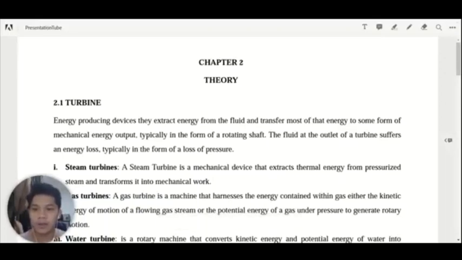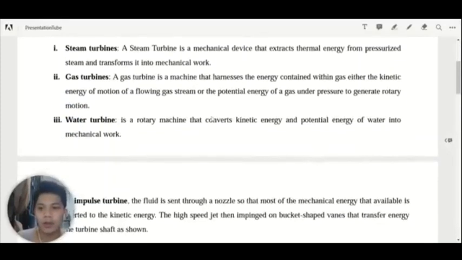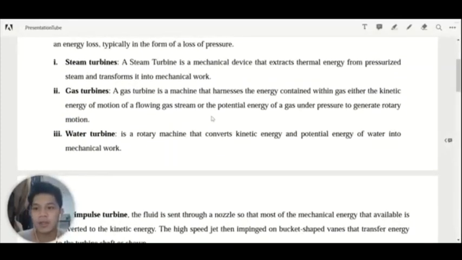A turbine is an energy producing device. It extracts energy from the fluid and transfers most of that energy to some form of mechanical energy output, typically in the form of a rotating shaft. The fluid at the outlet of a turbine suffers an energy loss, typically in the form of a loss of pressure. There are three types of turbines: steam turbines, gas turbines, and water turbines.